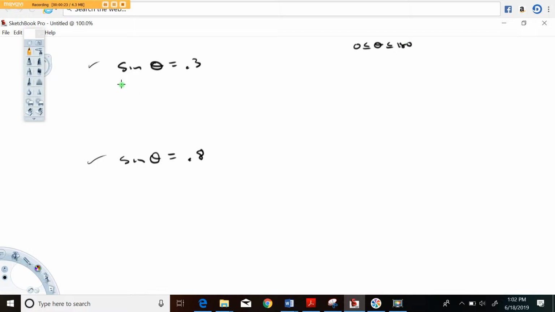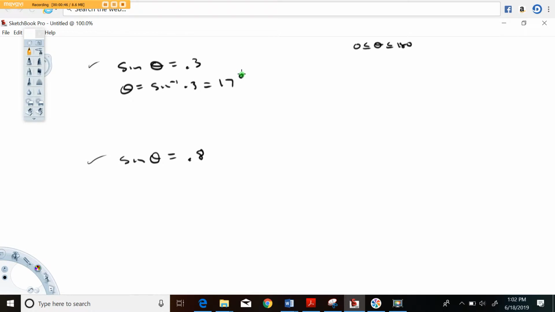So for this equation, sine theta equals 0.3. This is solved by taking the inverse sine of both sides. So theta is going to be the inverse sine of 0.3. Would somebody give me a numerical value in degrees, please? 17. All right, so theta equals 17 degrees should solve this.